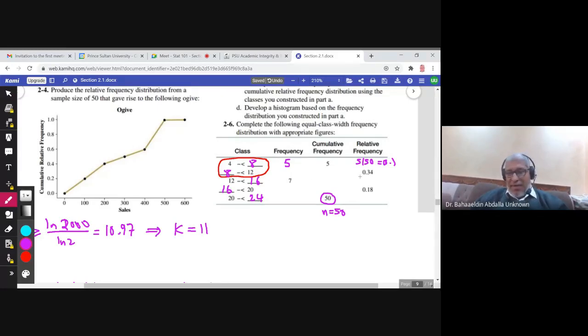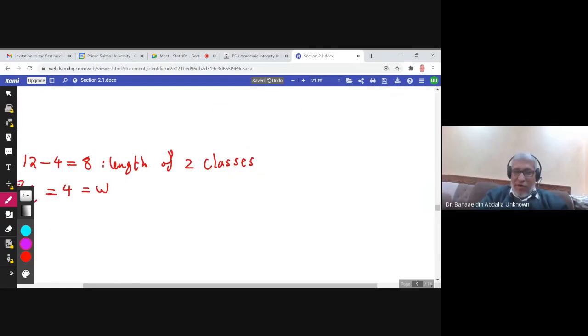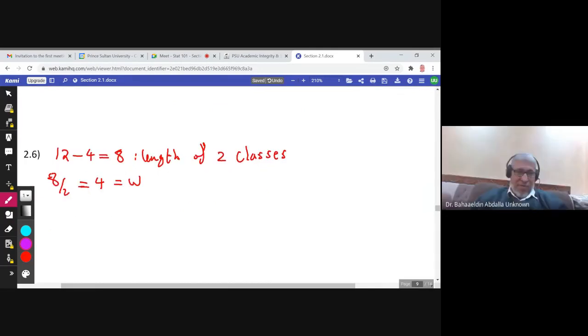In the second class, we have only the relative frequency, 0.34. So if you have the relative frequency, what can you find? Can you find the frequency? Multiply. Yeah, remember, that's the relative frequency. The definition is frequency over n.